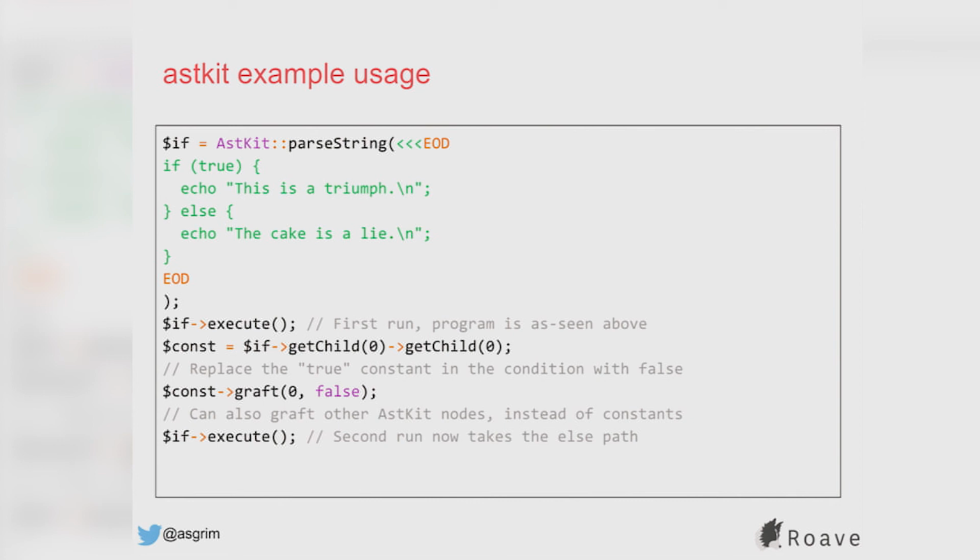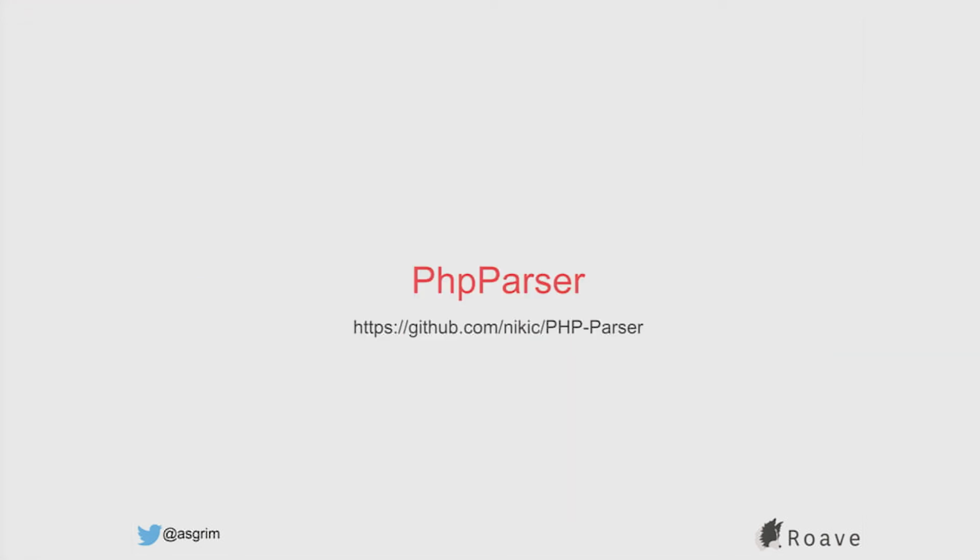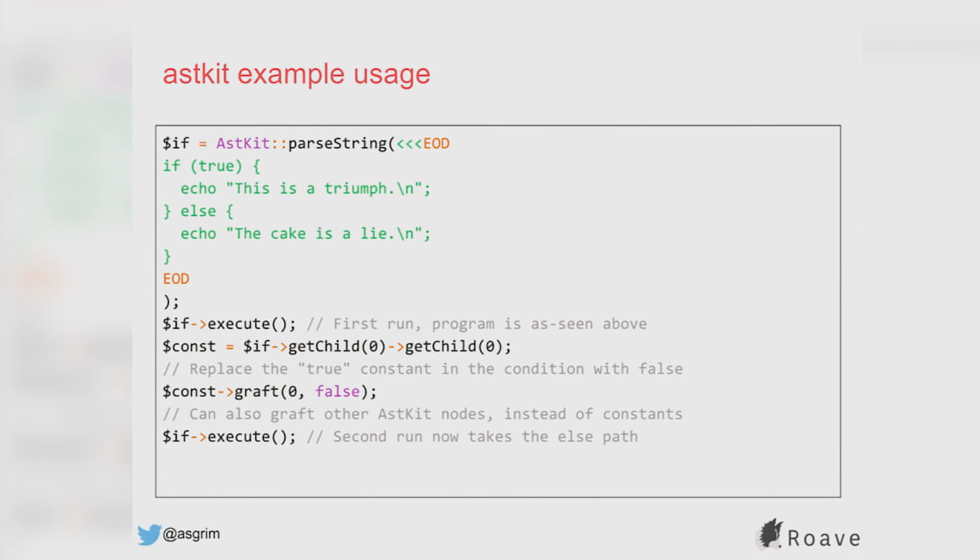This is an example of the astkit. We load up the AST for the code in very much the same way, but then we can modify stuff. And we can see here that when we execute it the first time, we're going to get the result we expect. And then we can do this thing called a graft operation, which is change what the node is. Instead of being a true, we're going to change that to a false, and then we'll see that the cake is a lie the second time we execute that, of course.